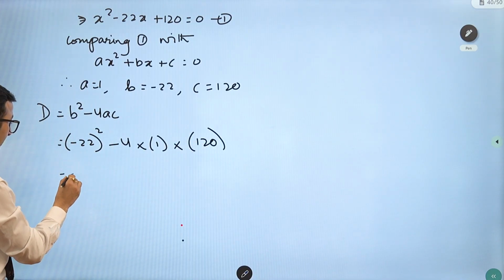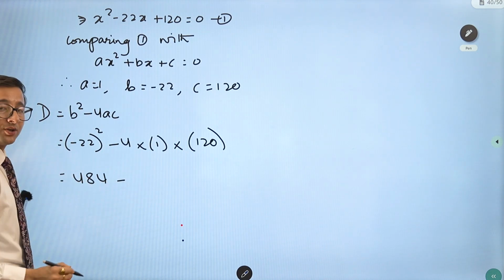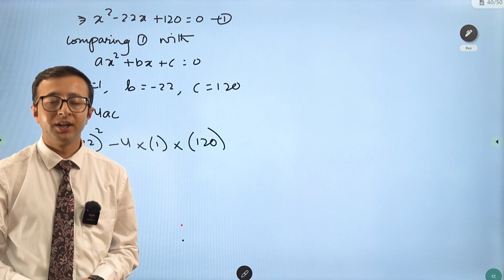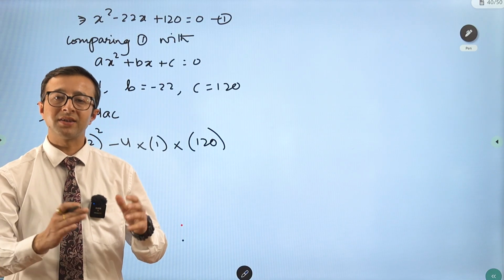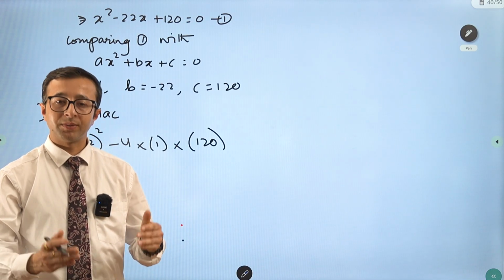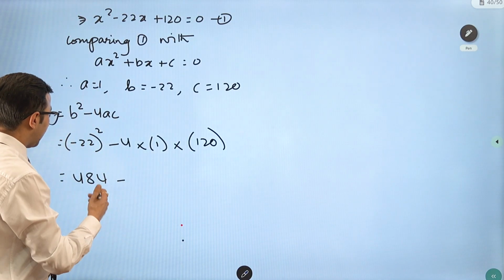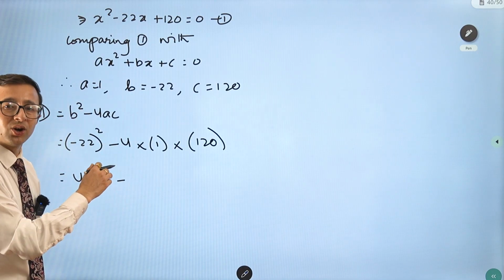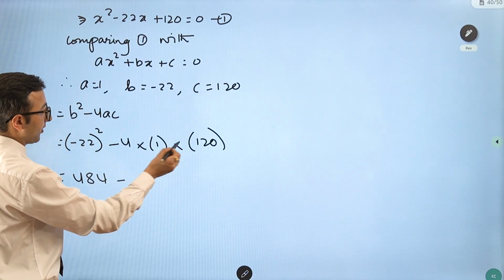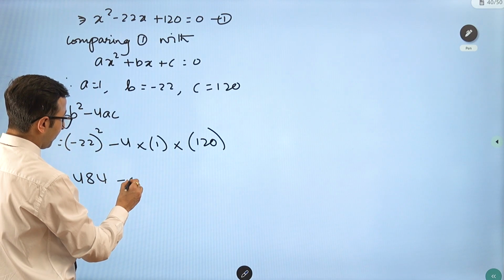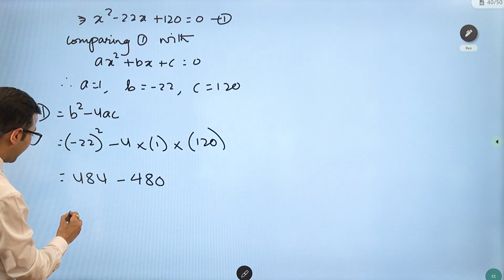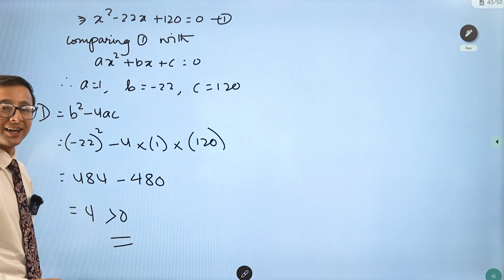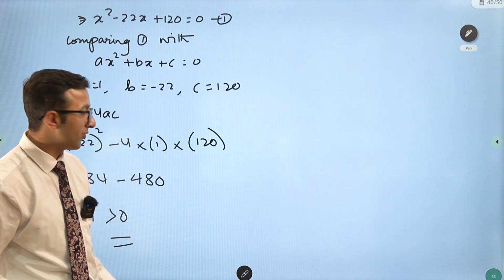Now 22 square is 484. I suggest you memorize squares till 30. It will help you a lot to solve various different forms of problems from different chapters in class 10. That means if you know these values, then this is not time consuming. Directly you can use the value 120 into 4, 480. Now subtracting it, we'll get 4. This 4 is greater than 0, so definitely there exist real roots. So we got the value of D.